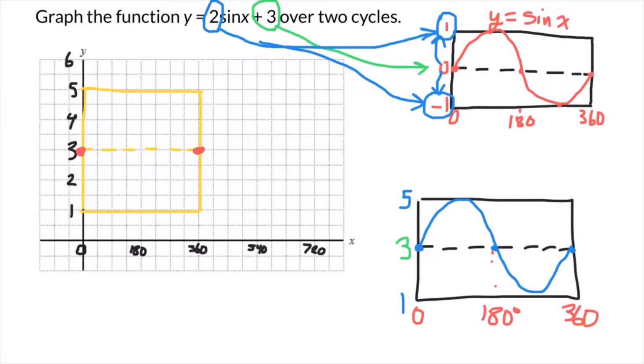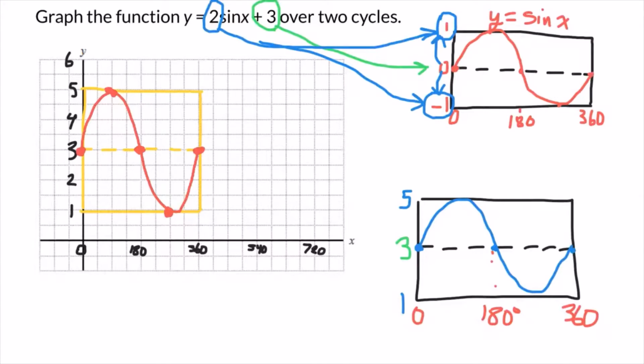Halfway in between those 2 points, I'm going to be on the central axis. Between the first and second points, halfway between those, I'm at the maximum. Halfway between my second or my middle and last point, I'm down at the minimum. So you just keep dividing by half and by half again. Now I just draw a smooth curve through my points. And there's one complete cycle of my function.